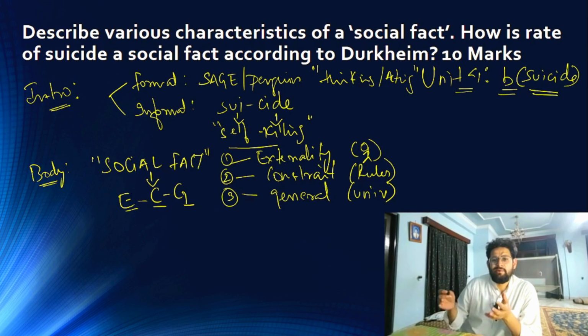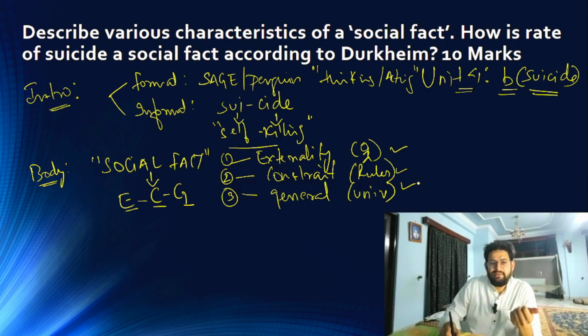How is the rate of suicide a social fact according to Durkheim? So you need to prove that it is an external phenomenon outside, because when he was telling in France, suicide was present. He goes to Germany, over there also suicide is present. It is putting some pressure on an individual and therefore they tend to commit that. It is present in all the societies. So therefore, it is a generalized phenomenon.